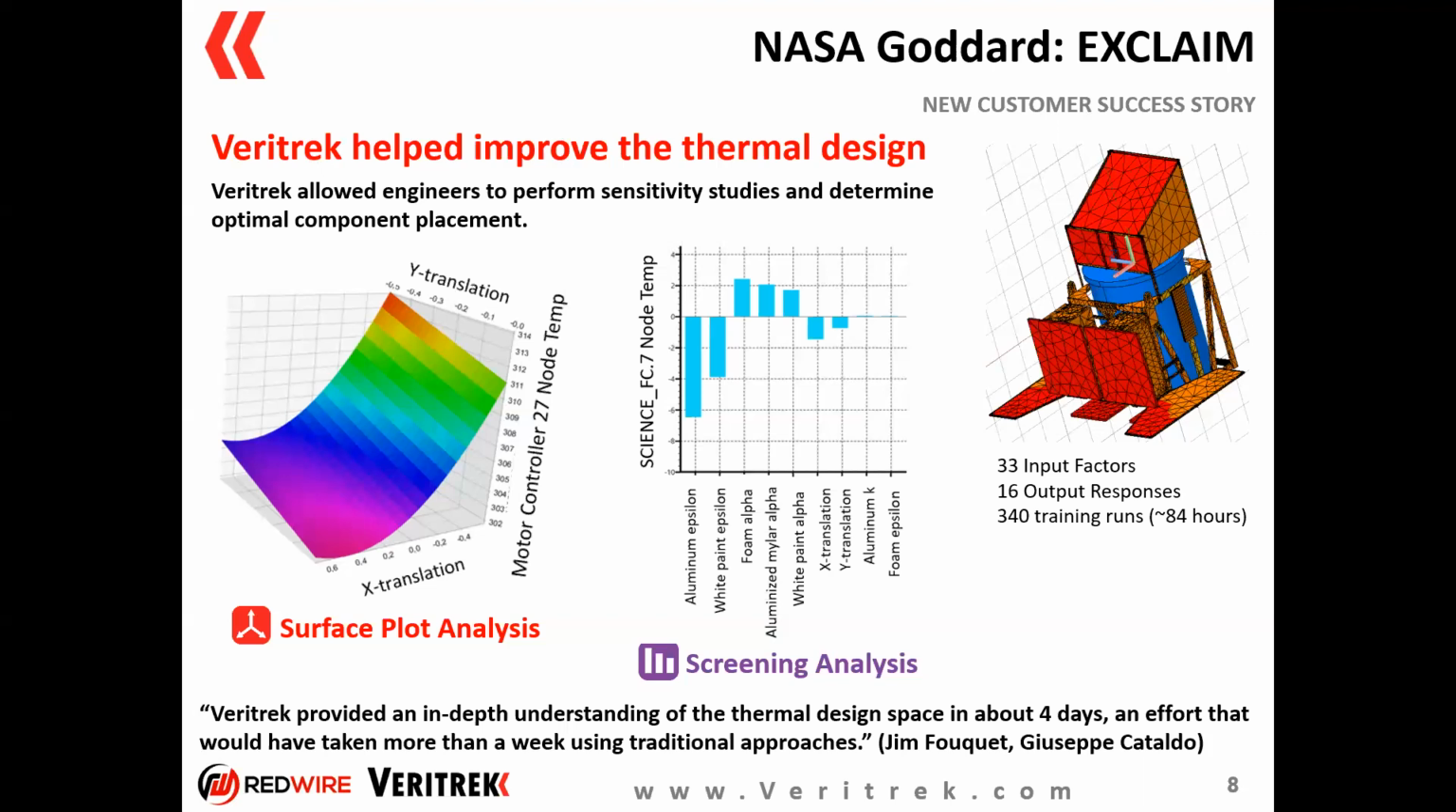but we're very excited and happy to point to this use case to say, 33 input factors, you can have 33 different symbols that you can include in your reduced order model and use Veritrek to explore the design space with that large number of input factors. This particular ROM took about 3.5 days of automated runtime to churn through their 340 training runs and produce an accurate reduced order model.